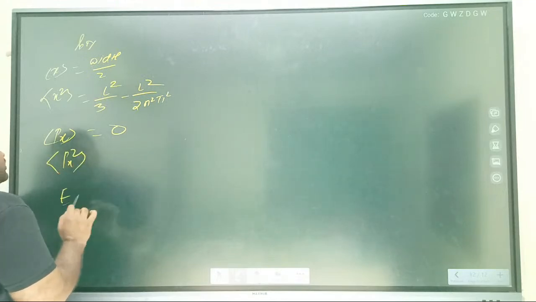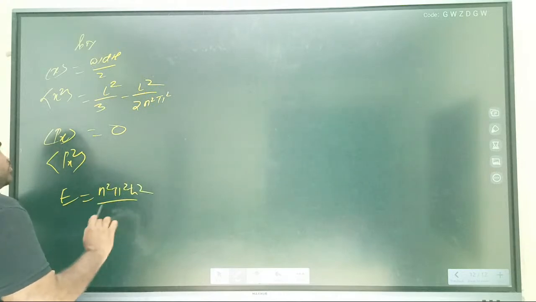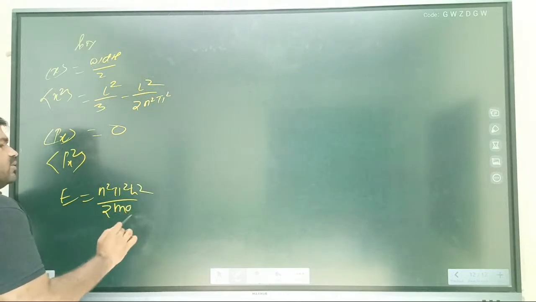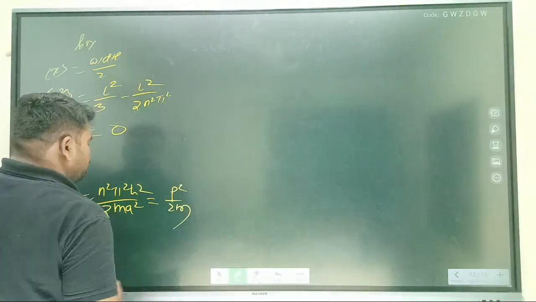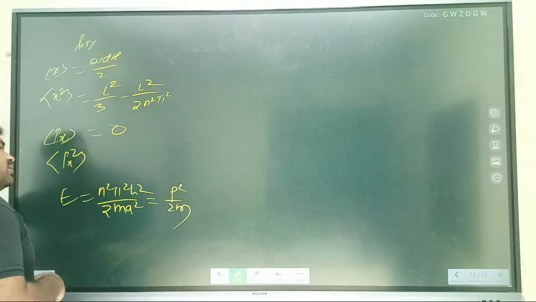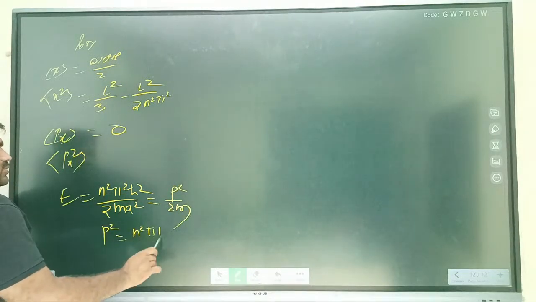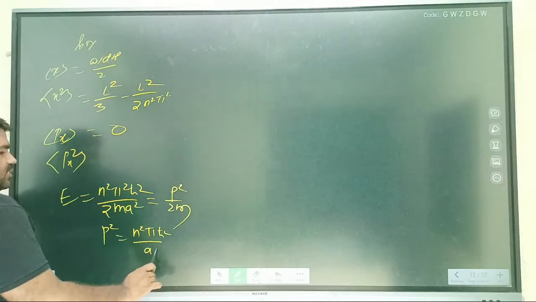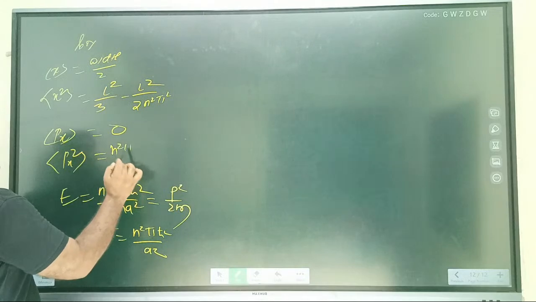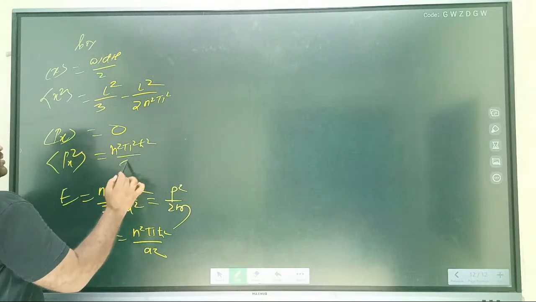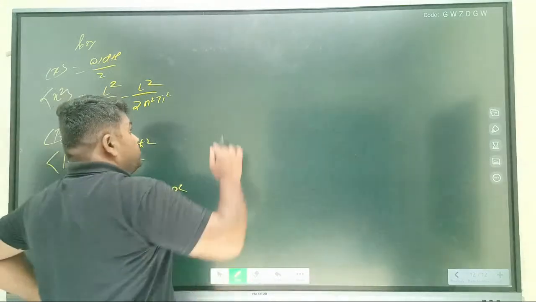What is energy? Energy is equal to n square pi square h cross square upon 2m a square in the box. And the general energy is p square upon 2m. So 2m gets cancelled, so p square is equal to n square pi square h cross square upon a square. That means the expectation of p square is equal to n square pi square h cross square upon a square. Clear? This is in the box system.